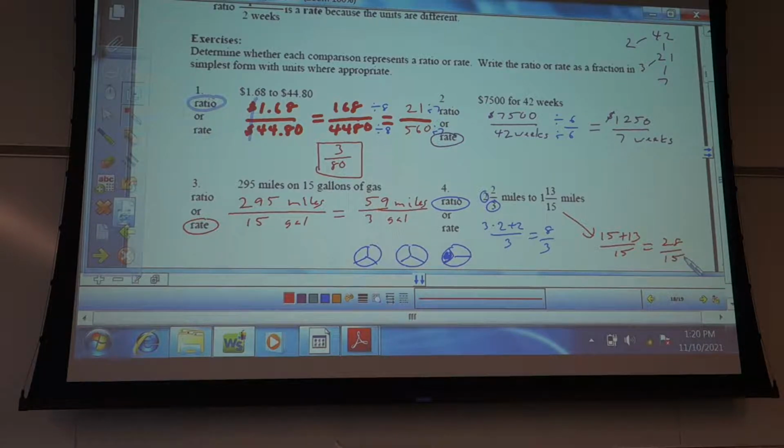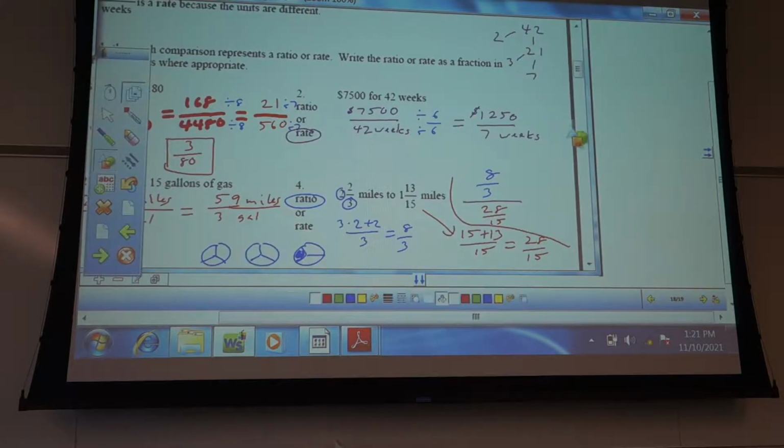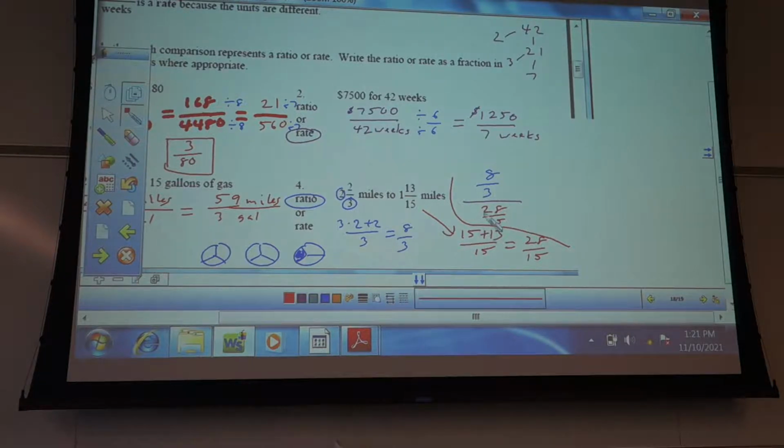Now, I'm going to show you a trick. So it's 8/3 divided by 28 fifteenths. Has anybody heard the saying, instead of dividing by a fraction, multiply by its reciprocal? What does that mean? The fraction I'm dividing by is 28/15. Instead of dividing by that fraction, I'm going to multiply by its reciprocal. What's the reciprocal of 28/15? 15/28. So this is the same thing as 8/3 multiplied by 15/28.